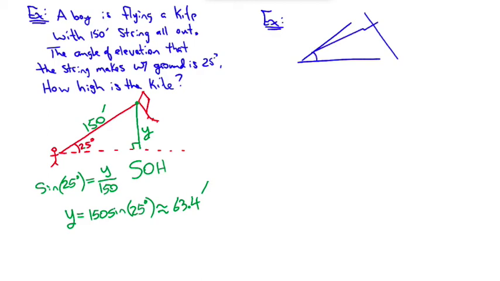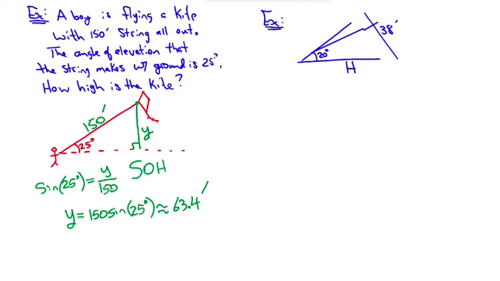So if I tell you that this angle is 20 degrees, and the hypotenuse is what I'm looking for, so let's label that H, and the opposite side is 38 feet. What function would I use? And then solve.